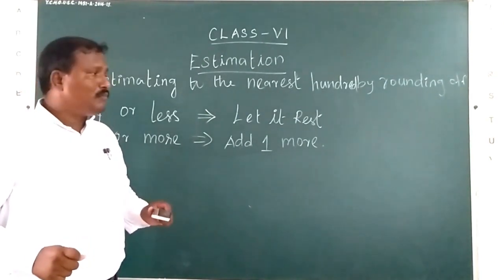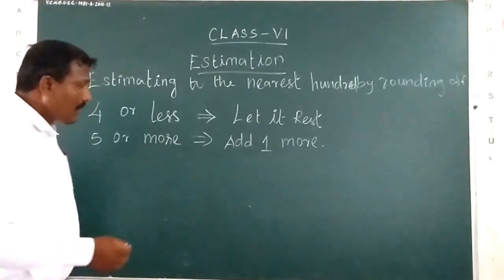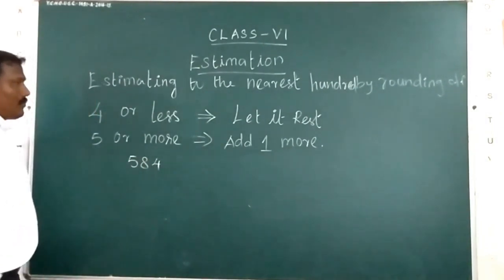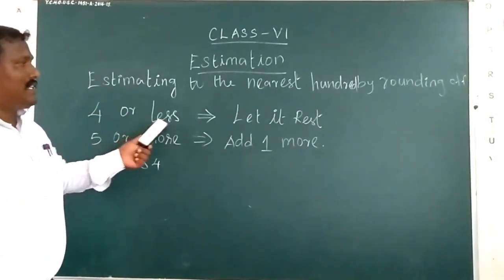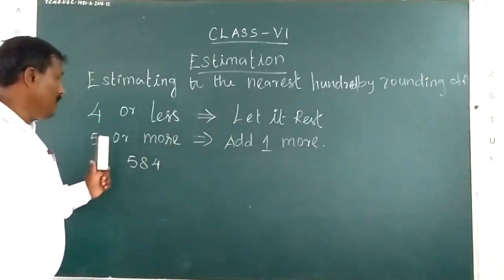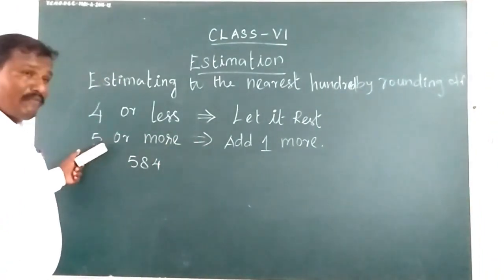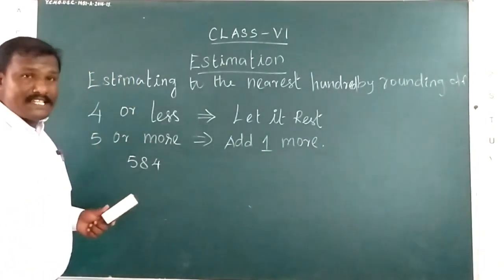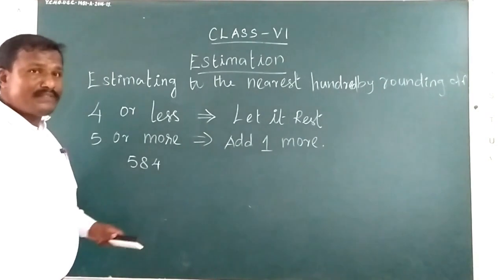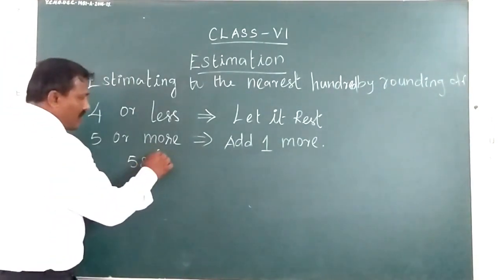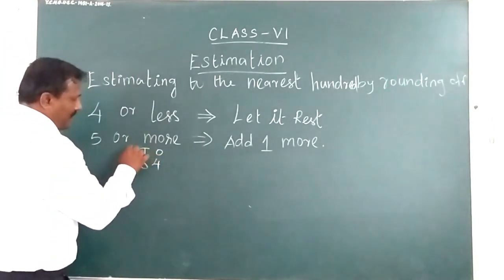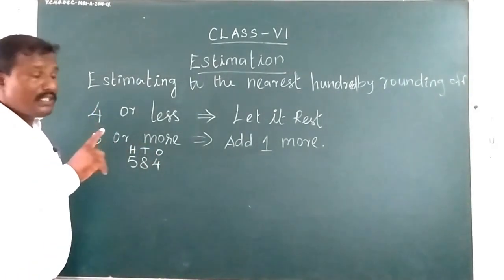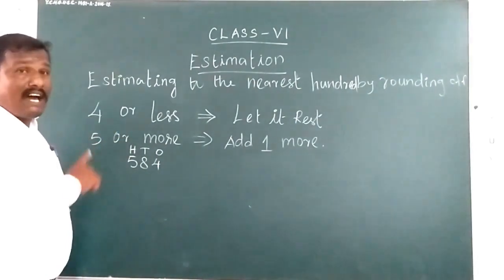require a 3-digit number. So let me take some example. Now I am taking the example 584. So what's the rule? 4 or less, let it rest. Then second rule, 5 or more, equal 5 or more, add 1 more. That's the rule. As per the rule, I told you 3 steps. First you have to put the place value of the given number. So it's ones place, tens place, 100 place. So first you have to remember what's the question. Round off to the nearest 100.